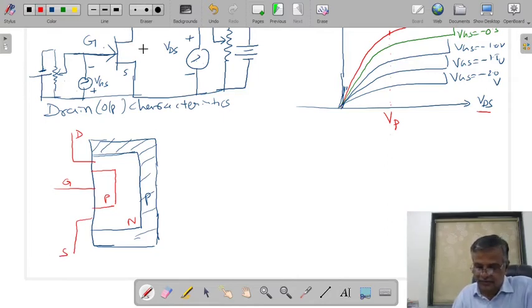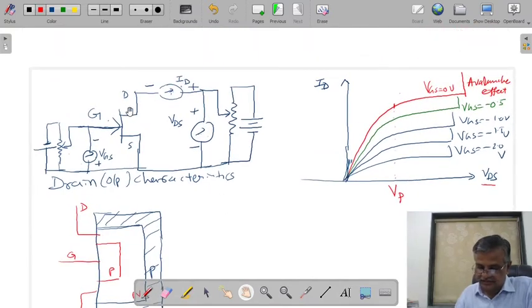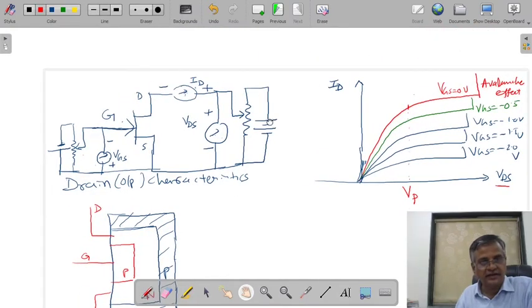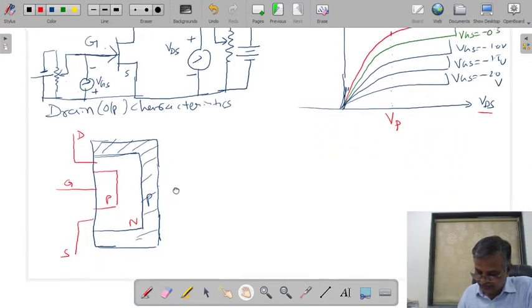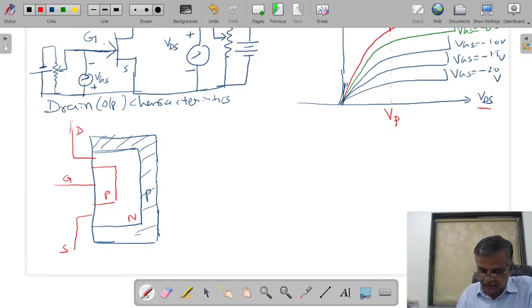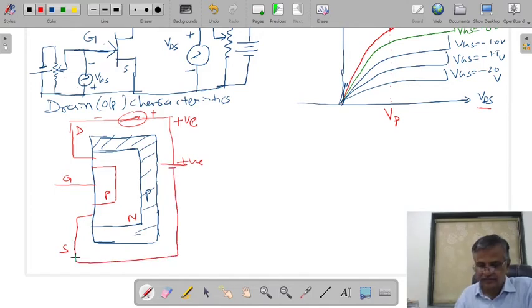Look here, the drain is connected to the positive supply. So this drain I am keeping at the positive supply, and you have connected a current meter, with plus and minus. This is positive, and the negative you have connected to this negative. So this voltage I am writing as VDS.